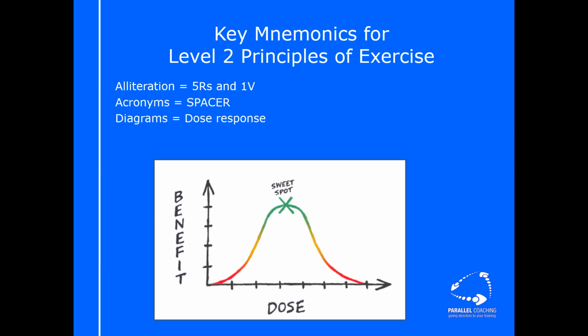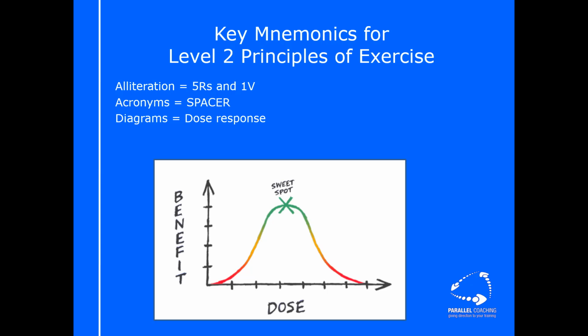So here we've got the dose response. This relates to the volume of exercise that people are doing, and the frequency that they might be training. For example, the benefit is on the left-hand side of this grid, and then the dose is along the bottom. So the dose is how much they do something. So how much exercise are they doing?